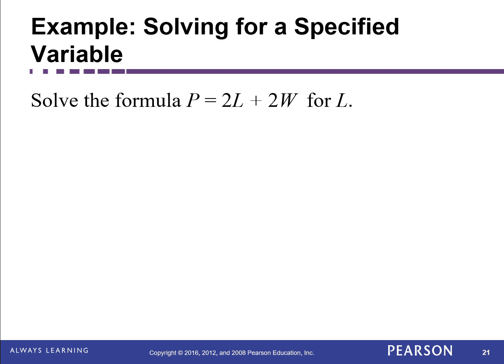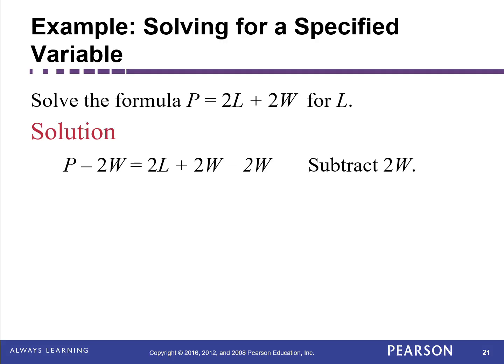So let's solve the formula P equals 2L plus 2W. This formula should look familiar because this is the formula for perimeter. But we want to now solve it for length. Typically the formula for perimeter is 2 times the length plus 2 times the width gives you the perimeter. But hey, maybe we want to solve just for the length here.